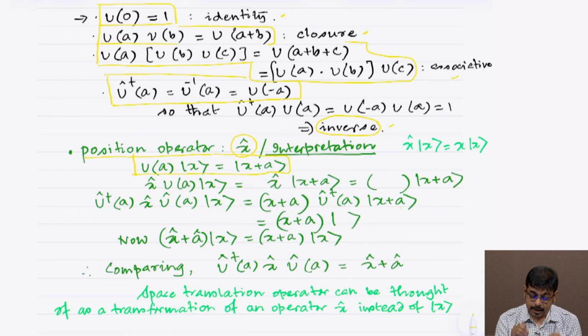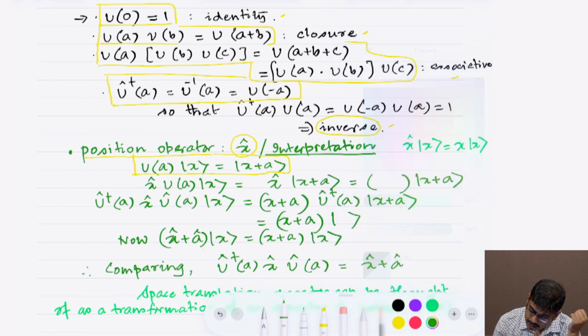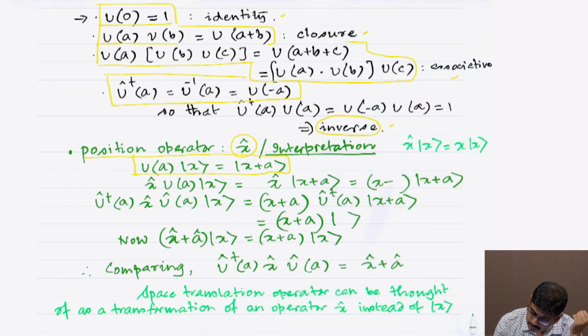Now, what happens if you now operate this x hat on UA x? This is simple, because UA x has already taken you to x plus a. So, when x hat operates on this, what are we going to get? We are going to get x plus a, x plus a. So, we are going to get the value of x plus a.